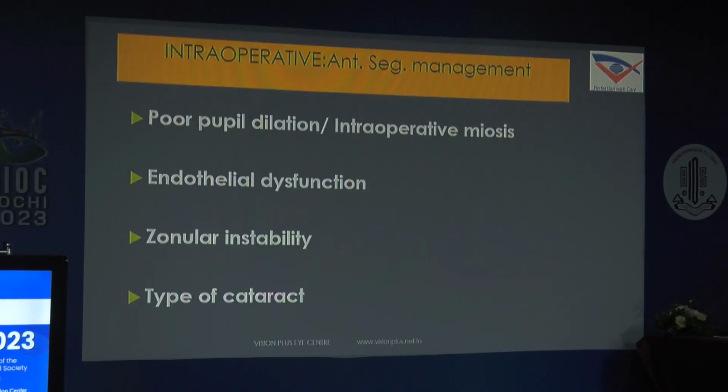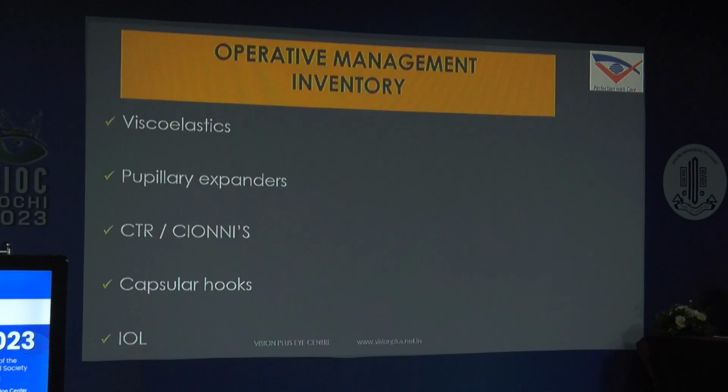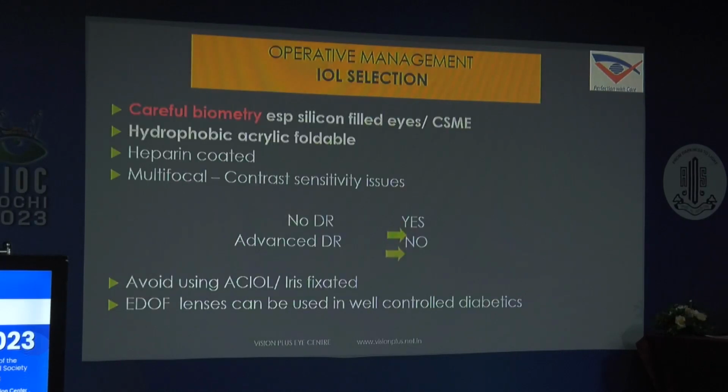So intraoperatively, the challenges are poor pupil dilation, endothelial dysfunction and instability, and we need to be ready with good viscoelastics, doing a soft shell technique, reducing your phaco power, and being ready with pupil expanders or CTRs if required. And of course the lenses, with careful biometry also, especially when you're having patients who've undergone vitrectomy who have silicone filled eyes. We generally prefer to choose hydrophobic lenses. You also have heparin coated lenses.